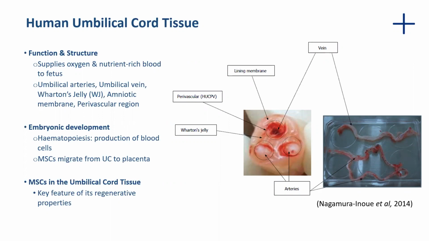So it's these mesenchymal stem cells in the human umbilical cord that represent a key feature of the regenerative property that is found to be present within the cord tissue. Next slide, please.